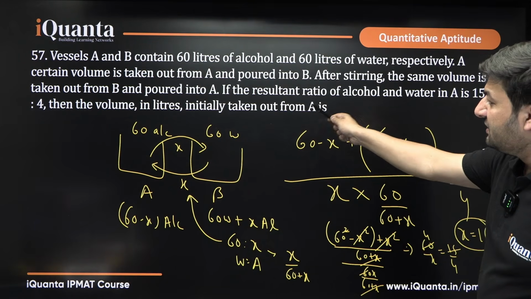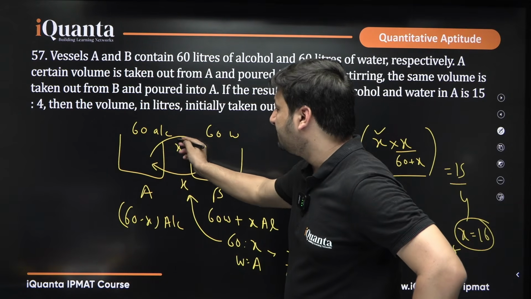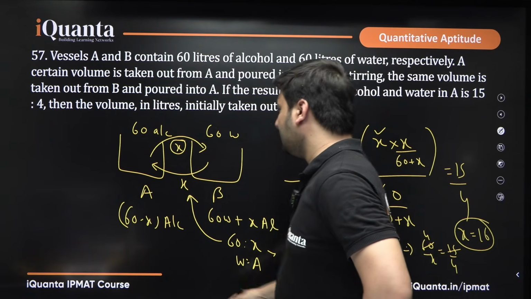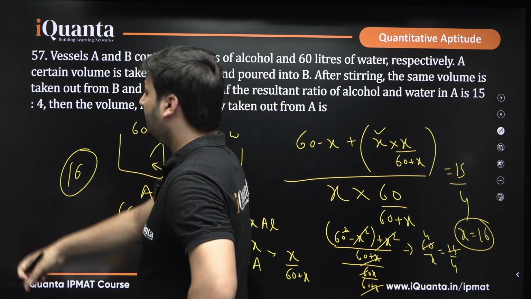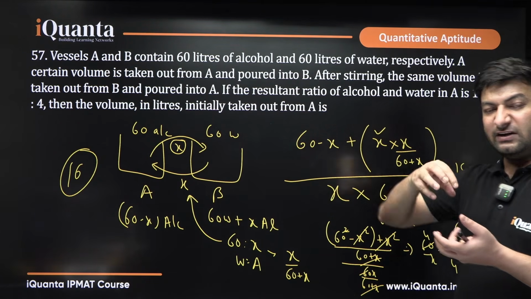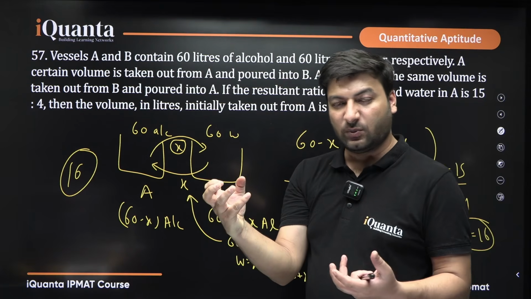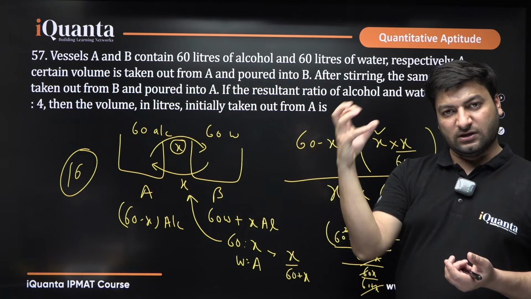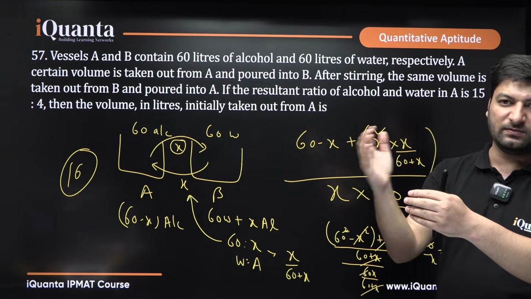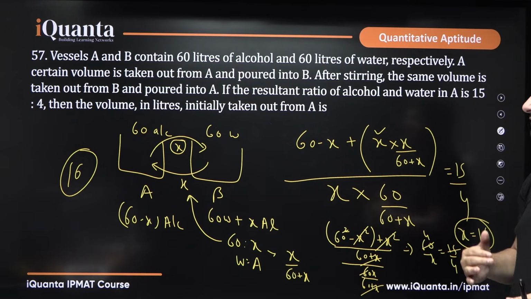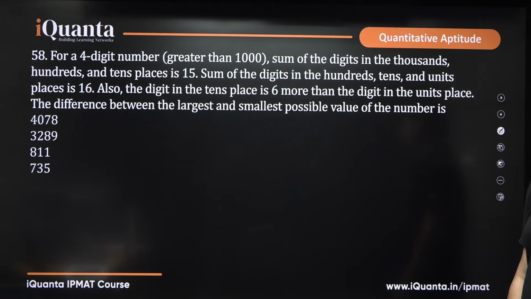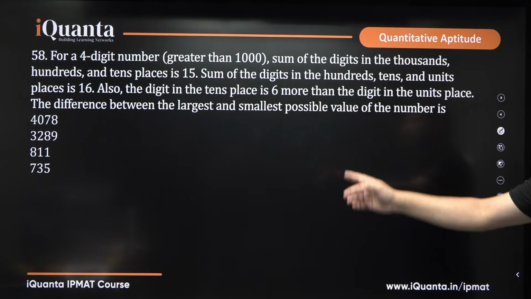Volume in liters initially taken out from A. Initially we took out this X from container A, so that is 16. 16 is our answer. It's a basic question on mixtures based on the simple concept I explained: whenever you take out any amount of liquid out of a solution, the ratio of components in what you have taken out will be the same as the original mixture from where it was drawn. So you have to solve it. This is your homework.